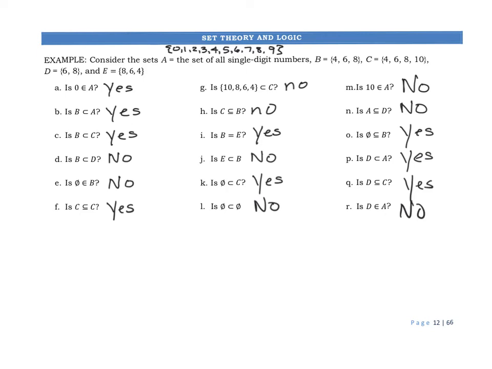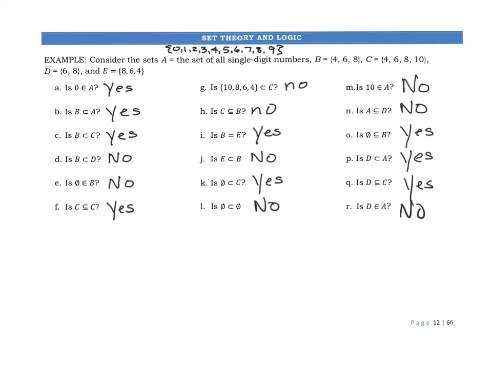Is 10 an element of A? Well, no, it's not a single digit number. Is A a subset of D? No. If we had that the other way around, we could say D is a subset of A, but A is not a subset of D. All right, the empty set, is that a subset of set B? Yes, it is. Is D a proper subset of set A? Yes, because they're not equal, and 6 and 8 are both found in set A.